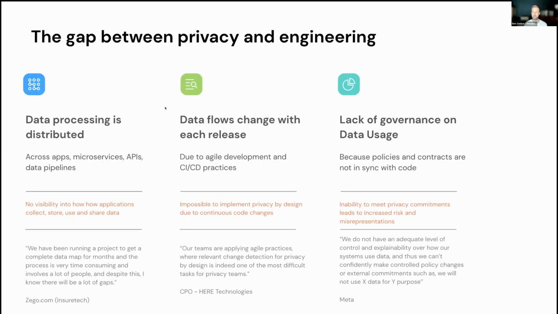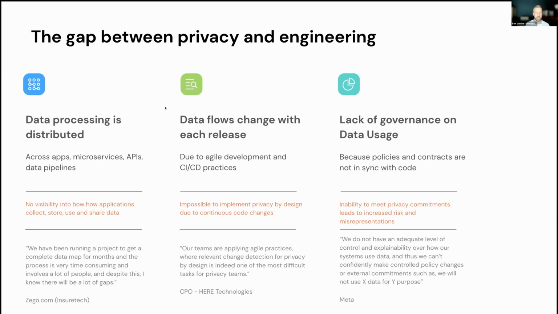So when we talk about the gap between privacy and engineering, we're really looking at three main components from our perspective, which is that data processing is distributed, data flows change with every release, and there's a lack of governance on data usage. The way that plays into the day-to-day is that you've got all this data processing happening across different services, applications, APIs that may be calling out to third-party systems. You're developing product very quickly, so the data flows are going to change regularly, sometimes potentially multiple times a day.